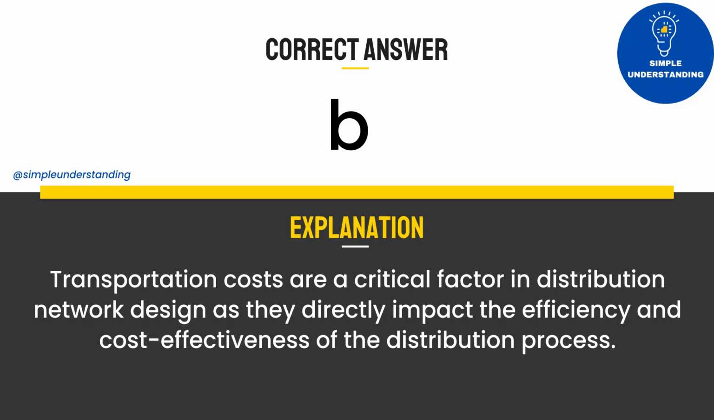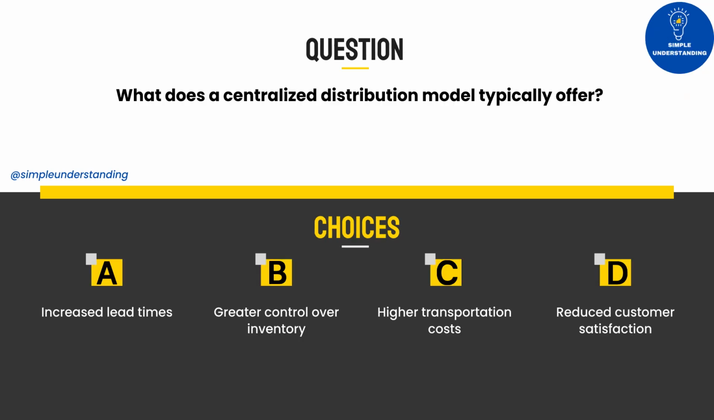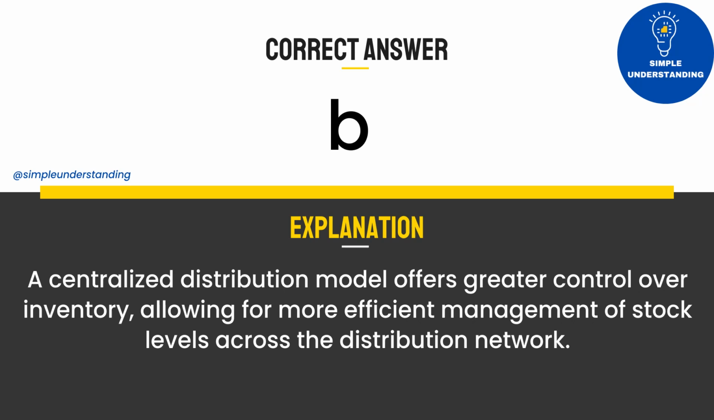Transportation costs are a critical factor in distribution network design as they directly impact the efficiency and cost-effectiveness of the distribution process. 3. What does a centralized distribution model typically offer? A. Increased lead times. B. Greater control over inventory. C. Higher transportation costs. D. Reduced customer satisfaction. Correct answer, B. Overall explanation.